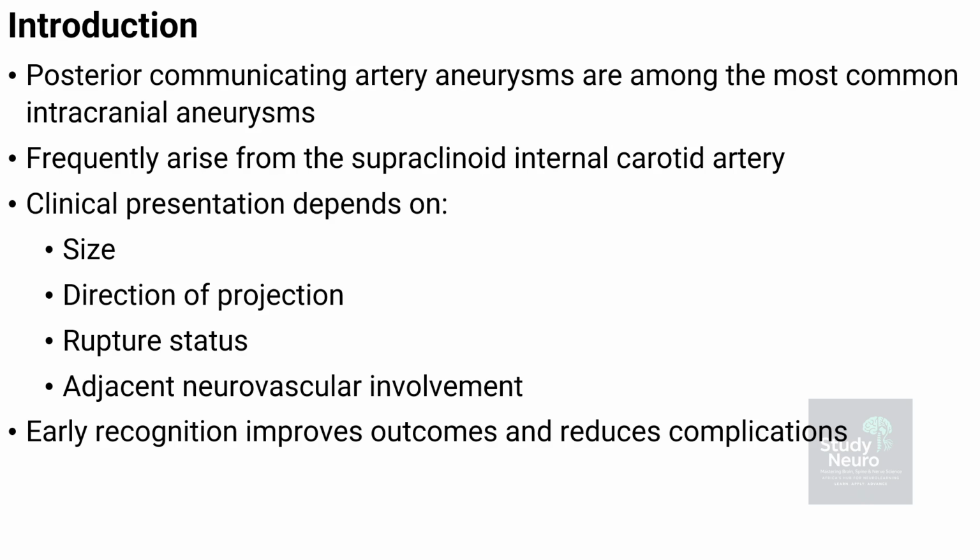Posterior communicating artery aneurysms are among the most frequently encountered intracranial aneurysms in neurosurgical practice, and they commonly arise near the subarachnoid segment of the internal carotid artery, where important neurovascular structures are closely related. Location matters significantly here. But clinical presentation varies from patient to patient because symptoms are influenced by aneurysm size, the direction in which the aneurysm projects, whether rupture has already occurred, and the degree of involvement of nearby nerves and vascular structures, all of which shape how the condition appears during neurological evaluation and emergency assessment.